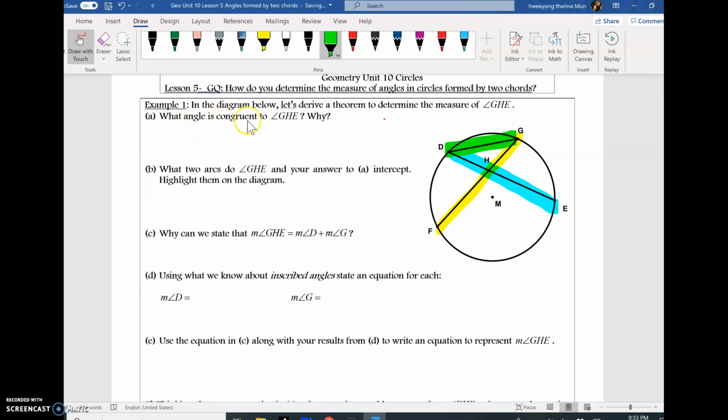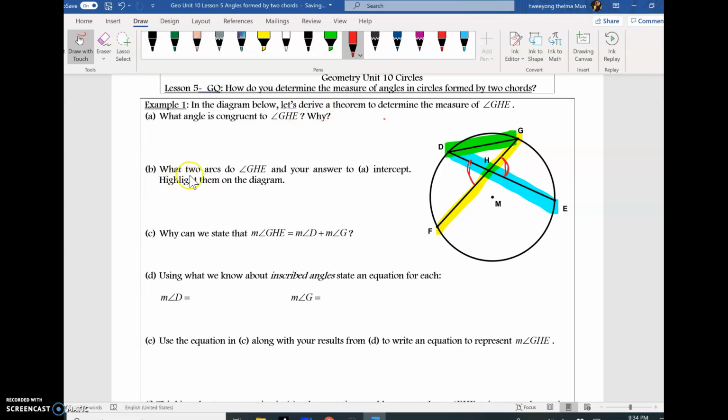So it says, what angle is congruent to angle GHE? So GHE is right here. So which angle is that congruent to? This angle that's across from it, right? DHF. So you can write that over here. Angle DHF is congruent. Why are they congruent? Well, they are vertical angles.